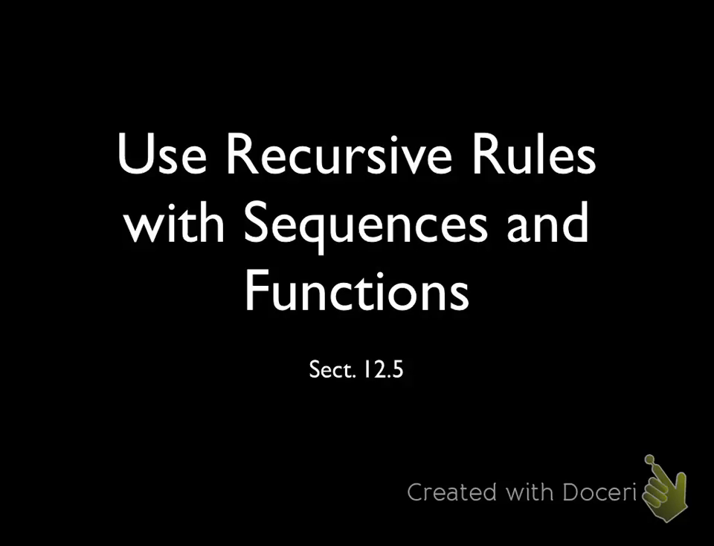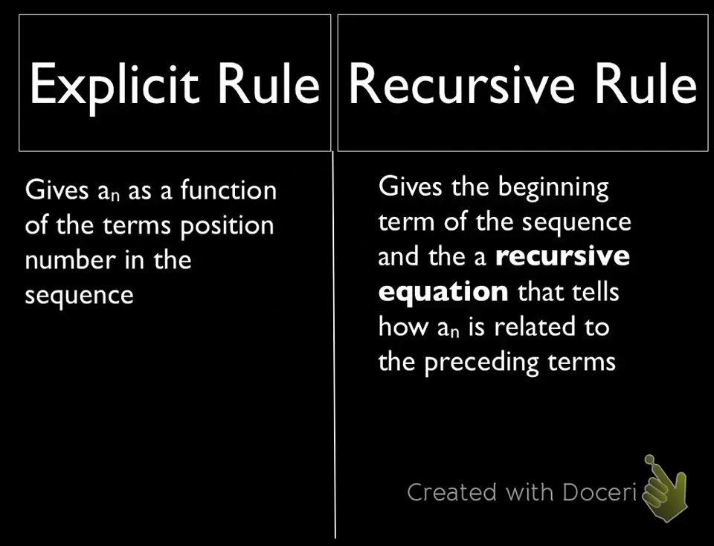Alright, using recursive rules with sequences and functions, let's get started. Two types of rules: explicit rules and recursive rules. You might want to jot these down or summarize them. An explicit rule gives a sub n as a function of the term's position, or number in the sequence. An explicit rule is what we've been using.